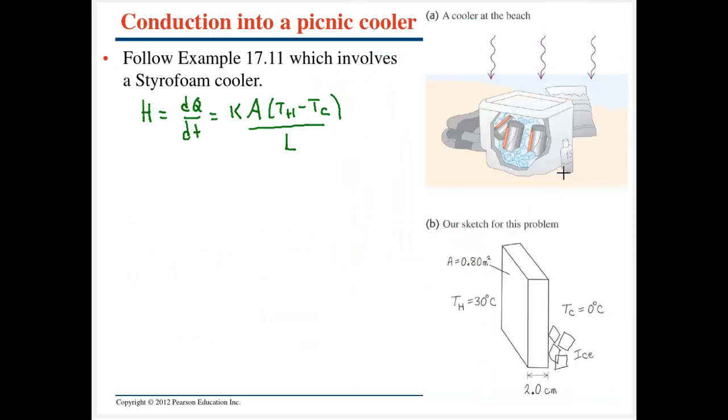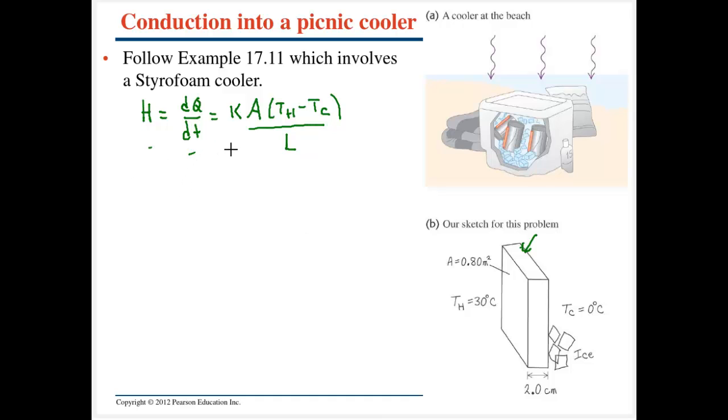So we can take a quick look at a cooler on the beach. It's got the sun beating down on it. We can look at how much heat is going to flow through the styrofoam cooler. We choose to use styrofoam because its thermal conductivity is going to be fairly low compared to, say, metal, which is going to have a very high thermal conductivity.